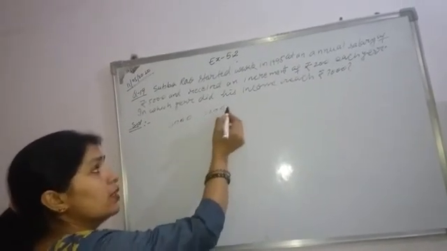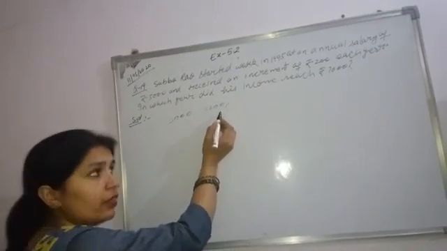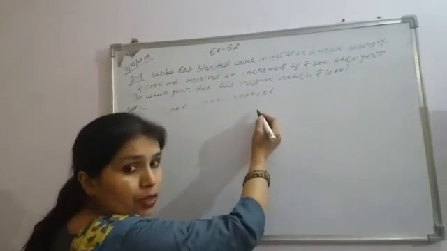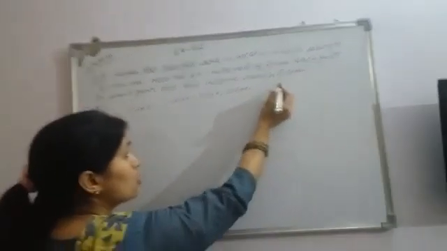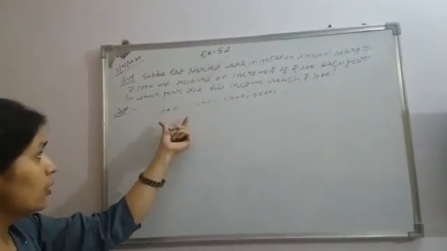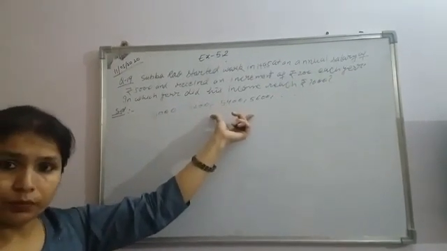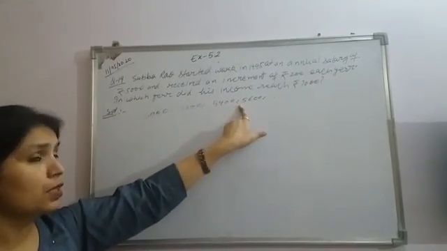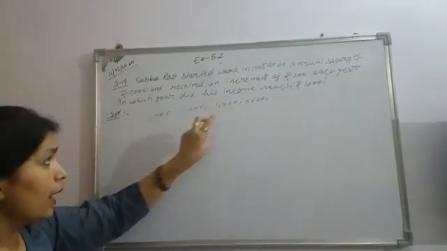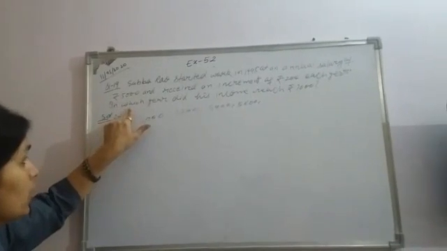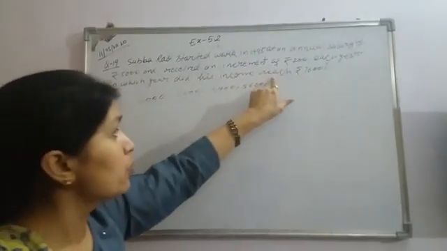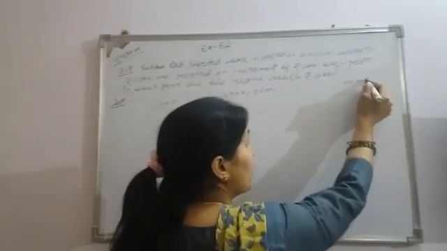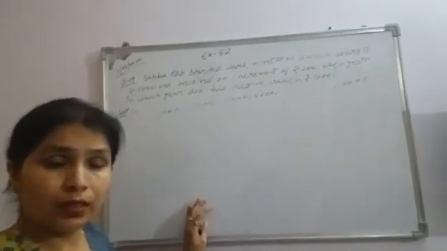So next year his salary will be equal to 5,200, next year 5,400, next year 5,600. Here the difference between these numbers is the same. So we can say that if the difference is the same, these numbers are forming an AP. And here we want to find out in which year his income reached 7,000.